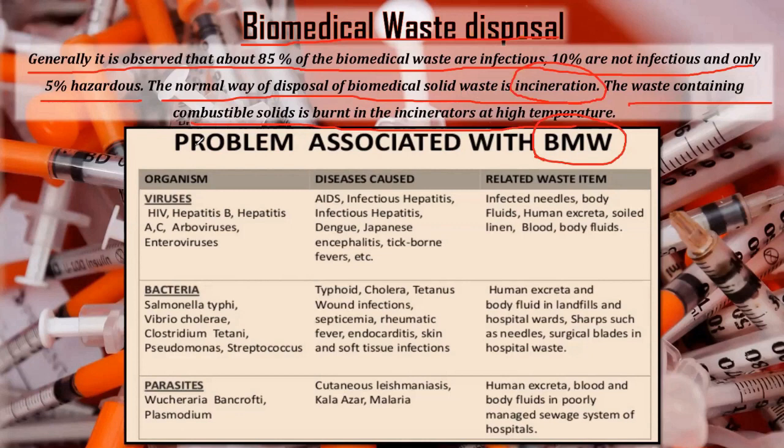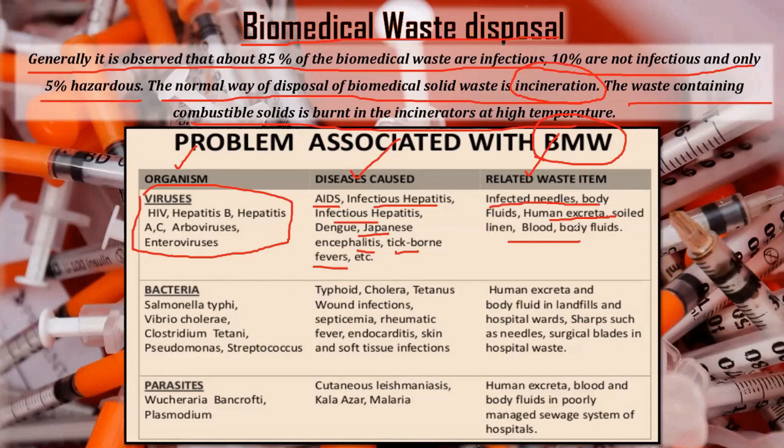You can see there are three columns. One is organism, another is disease caused, third one is related waste item. Okay, now if viruses are considered, like HIV, hepatitis A, hepatitis B, rotavirus, enterovirus, then the diseases corresponding to these are AIDS, infectious hepatitis, dengue, Japanese encephalitis, tick-borne fevers, etc. And related waste item means whenever this disease is there, what type of waste item will come up? Infected needles, body fluids, human excreta, blood fluids, etc.